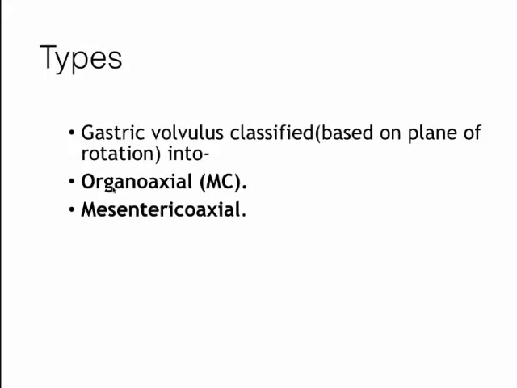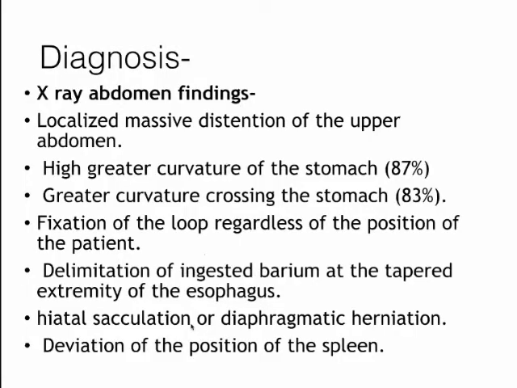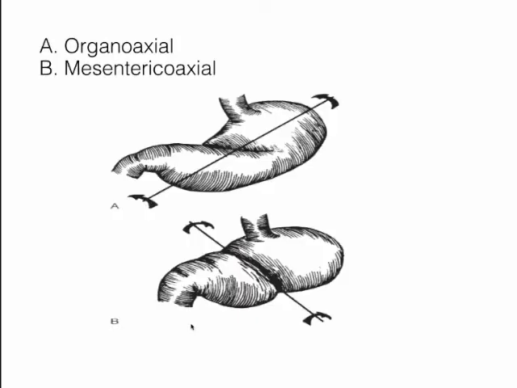So these are the various types of gastric volvulus as shown in the picture. Picture A is depicting an organoaxial twist or volvulus of the stomach, and picture B is depicting a mesenteroaxial one, so it is along the axis of the mesentery. The stomach is getting twisted along the axis of the mesentery in an upward manner. Whereas in organoaxial, which is more common, the lower part of the stomach is twisting along the long axis of the stomach organ.